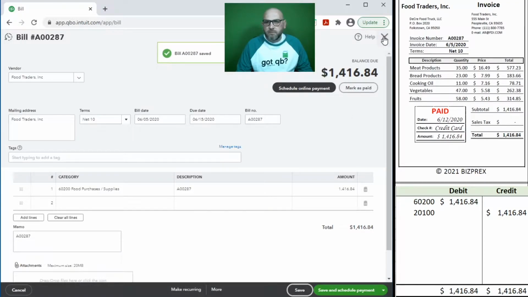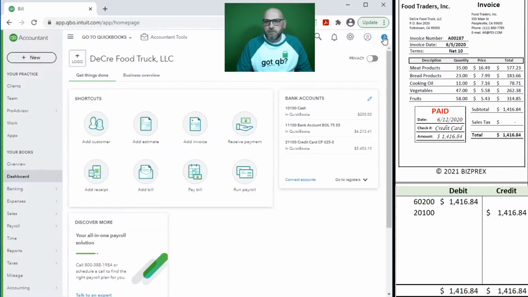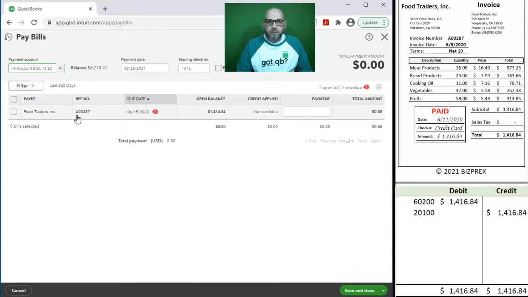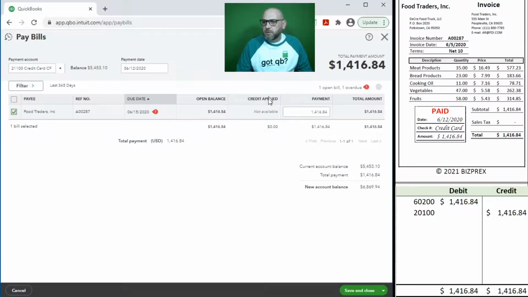Okay, this one's been saved, and now we can go ahead and pay bills, right? So when we're booking through accounts payable, we're doing it in 2 steps. So pay bill, okay, so here it is, right? Food Traders. Again, this one is paid with a credit card, right? So make sure it's reflected correctly right here, credit card. Payment date right here, 6/12. All right, so Food Traders. Payment amount, correct, right?